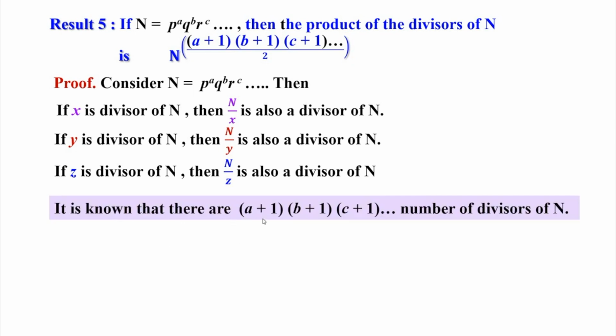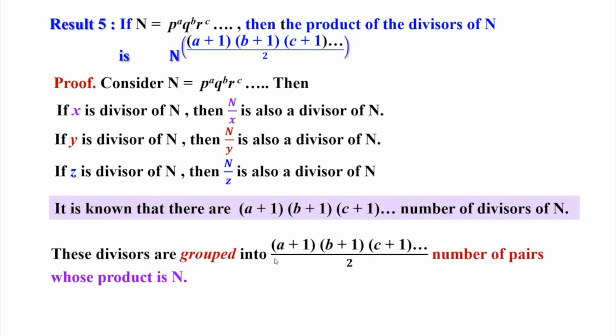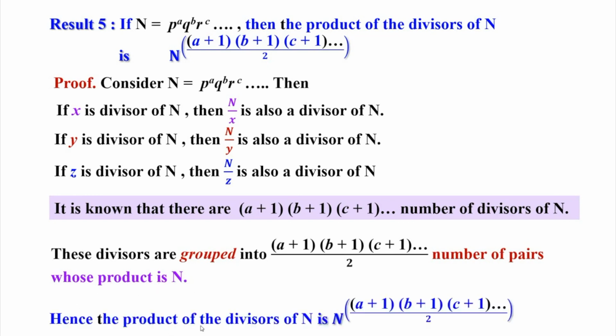So it is known that there are (a plus 1)(b plus 1)(c plus 1) divisors of n. These divisors are grouped into that many pairs whose product is n. And therefore the product of the divisors of n is this.